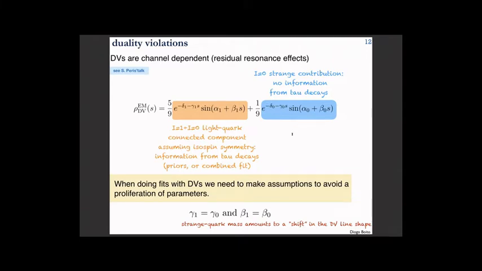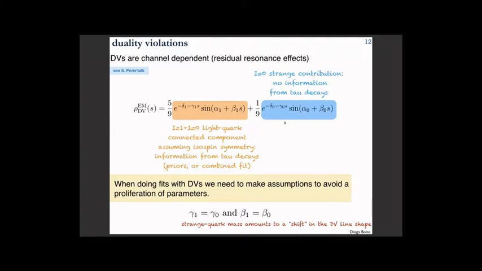So we have two parameters in the blue part that are fixed to their i equals 1 value, essentially. And then two of them, alpha and delta, we fit: we fix beta and gamma to the i equals 1 values, which is what's written here, and then we fit for the others, alpha and delta. So it gives you a shift. So that's the situation with duality violations.